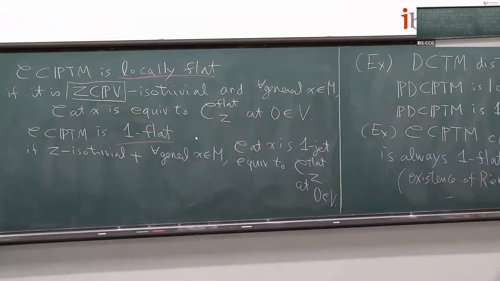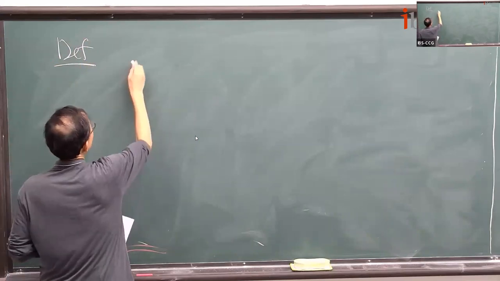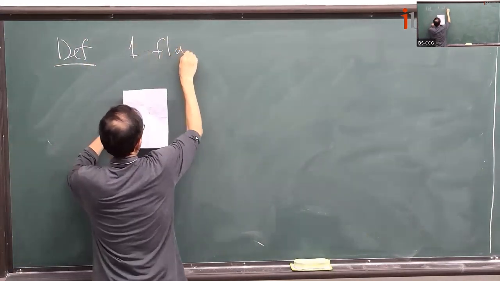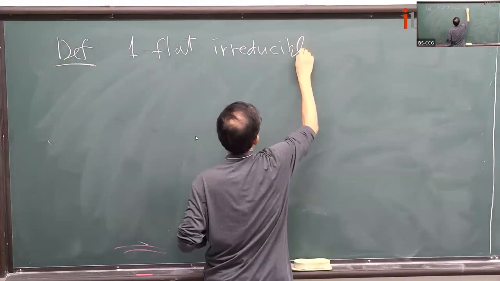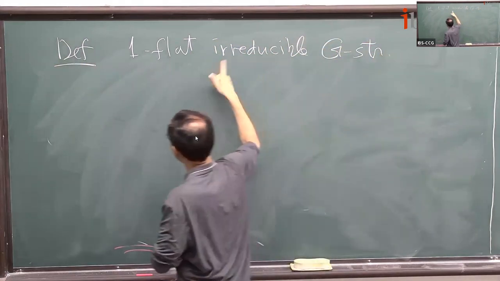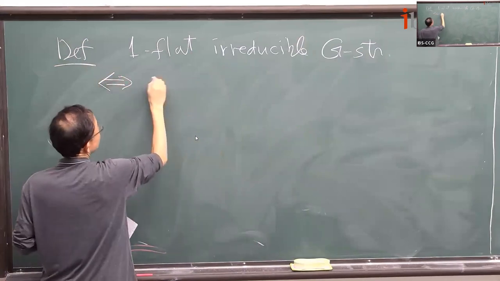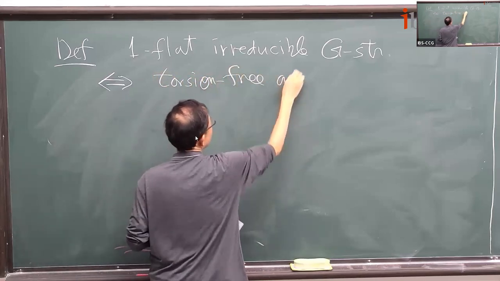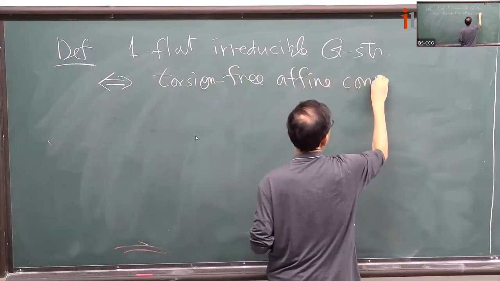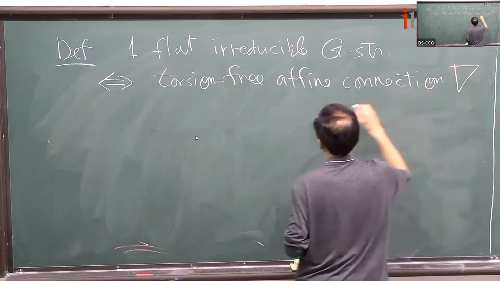So, now this is more technical. If you have a one flat irreducible G structure, this is equivalent to saying the existence of a torsion free affine connection, denoted by delta, compatible with this.